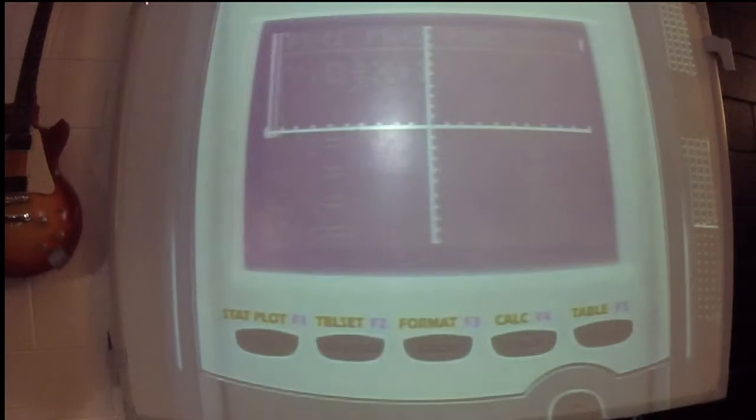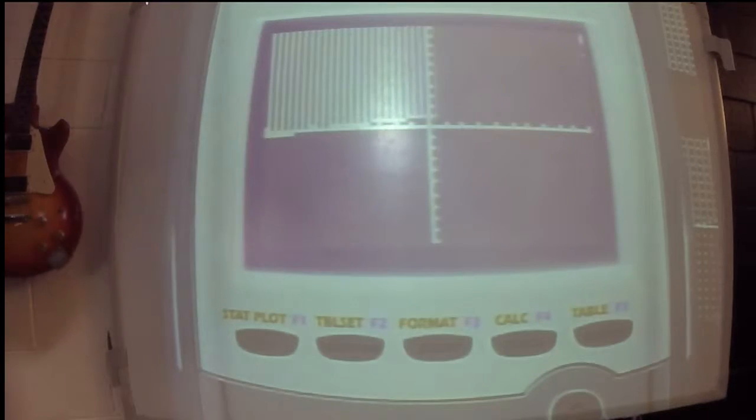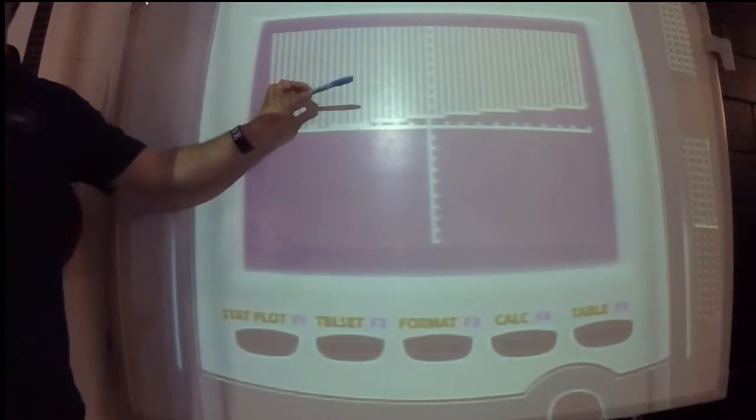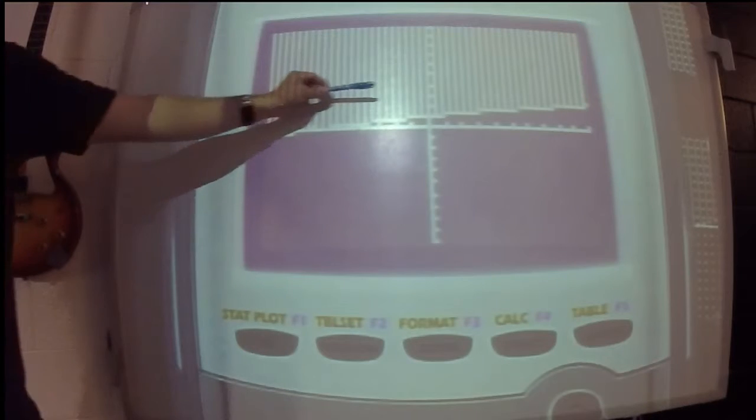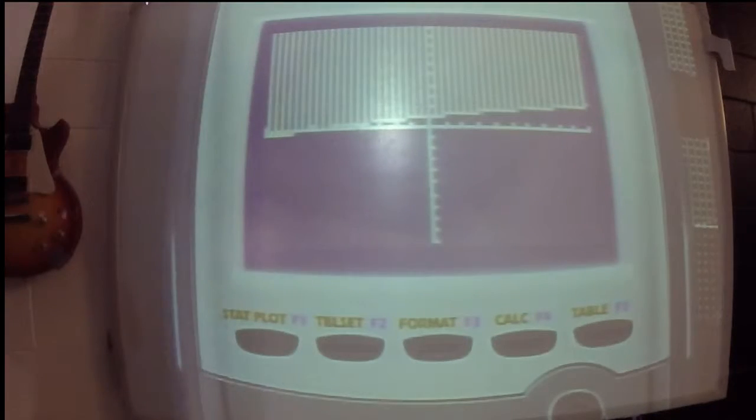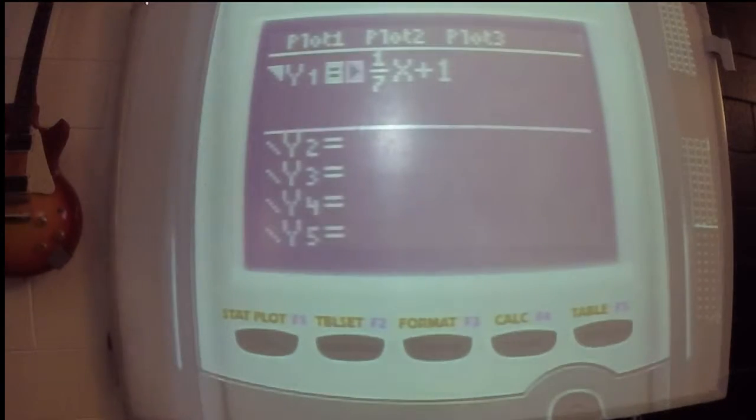Guess what I did? Forgot to hit X. If you ever do this and your line is perfectly flat, it's because you forgot the X. So that'll happen. If you're perfectly flat, go back, forgot the X, and put it in there. How do you go back and put it in there? Go back to your Y equals and then just get it in there. Oh, cool.